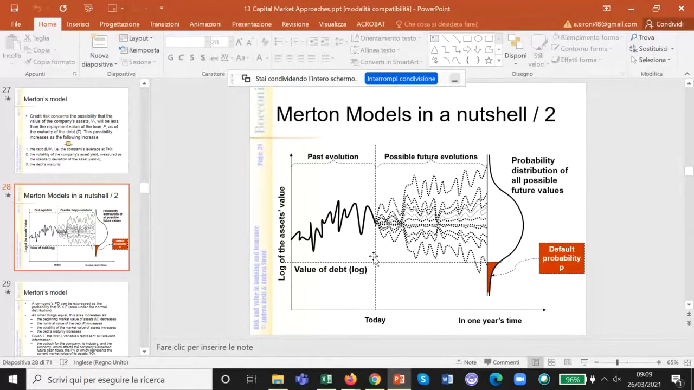The other component that is affecting a company's probability of default is the volatility of the asset values. Now, if we had a very low volatility, clearly this distribution would make the probability of default very low, okay? With very high volatility of the asset values, of course, other things equal, the default probability would be higher, okay?